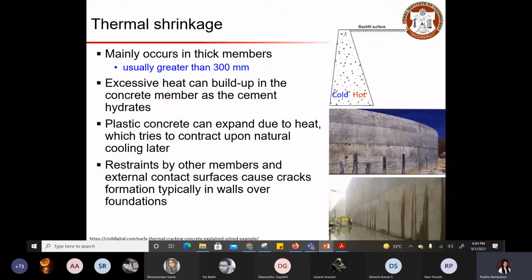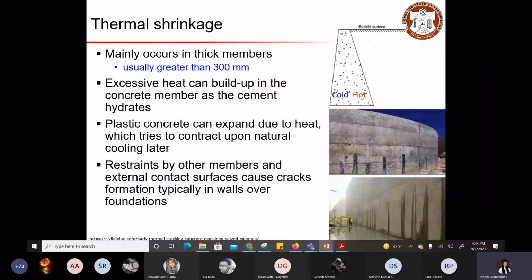So now let's look at the thermal shrinkage. Thermal shrinkage occurs when there is a temperature variation in your concrete element. Especially this occurs when you have thick members and when the heat developed in your concrete is huge, especially during its hydration process. So that is very common when you talk about mass concreting where you have thick members. In such cases, one side of the member will be subjected to higher temperature and the other side will be subjected to relatively lower temperature.